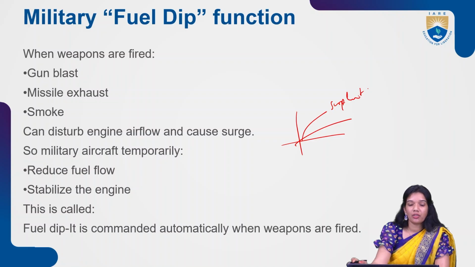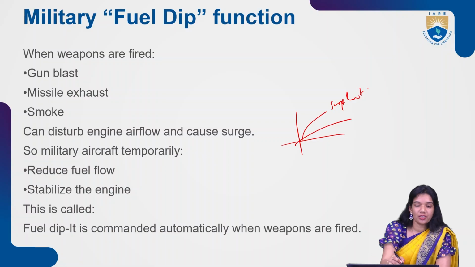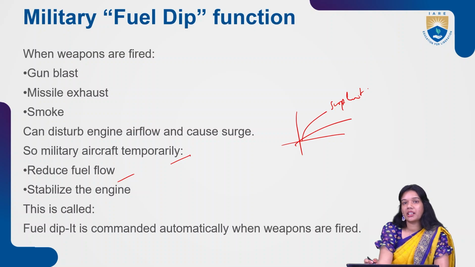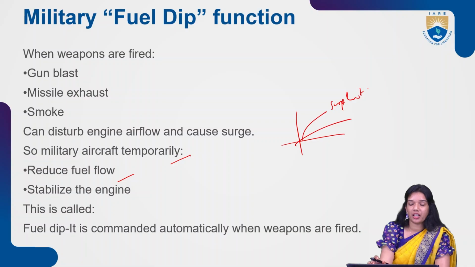In order to avoid such a condition, there is a unit which is called the fuel dip, right? This will reduce the fuel flow, which will stabilize the engine, and it is commanded automatically whenever the weapons are fired, right? So that everything is under control, and nothing is falling into the do not cross limit, where different failures can occur, right? Therefore, the fuel dip is an important control unit in military aircraft. So we'll stop at this point.